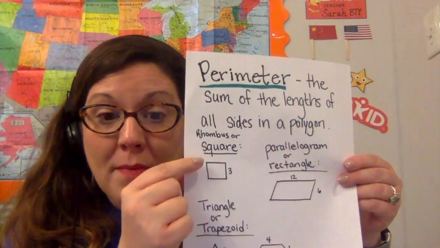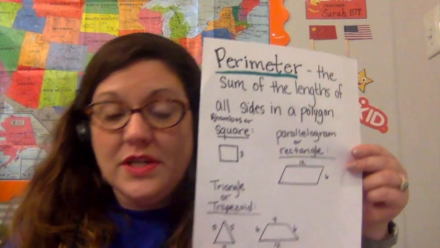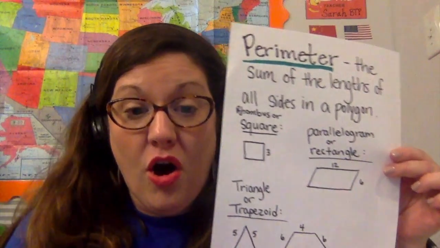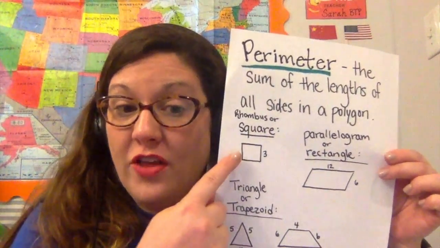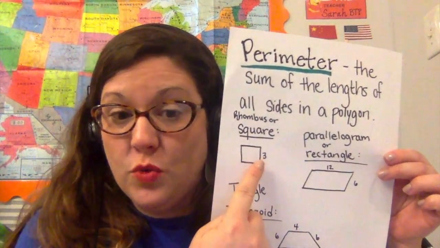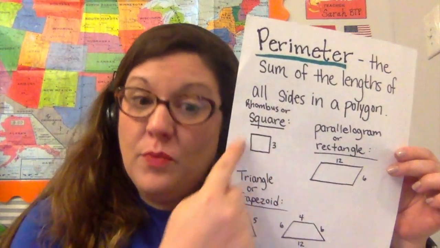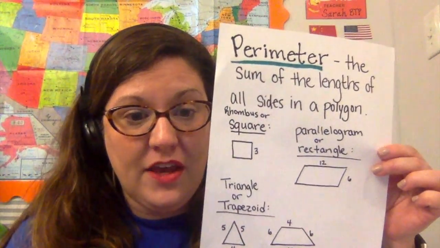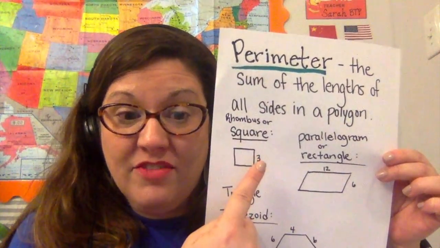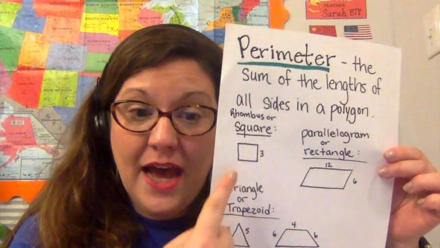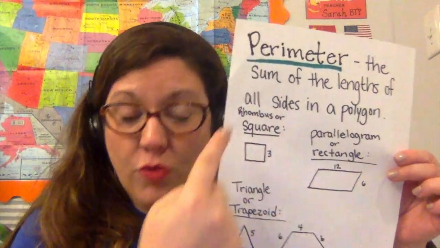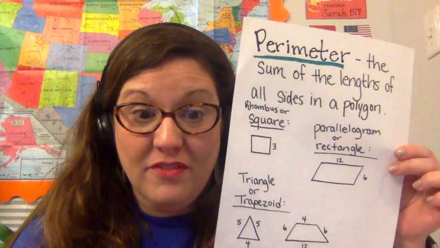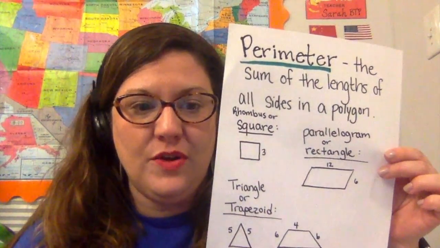We may see a rhombus or a square, and something to note about a rhombus or a square is that all four sides are the same length. So they only have to give us one length, and then we can multiply by 4 to get the perimeter of the entire figure. So if the one length given to us was 3, 3 times 4, or 3 plus 3, 4 times, is 12. So the perimeter here would be 12 units.